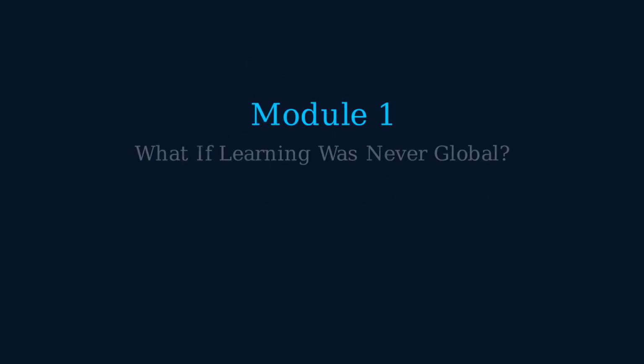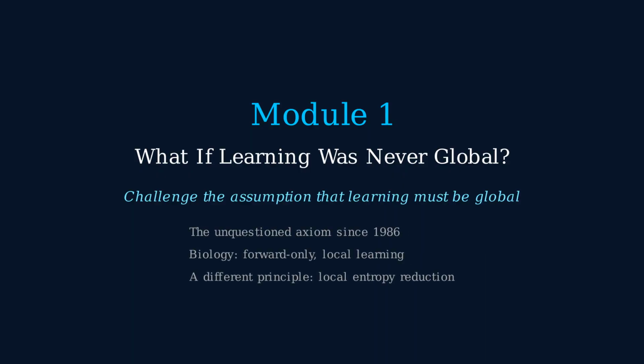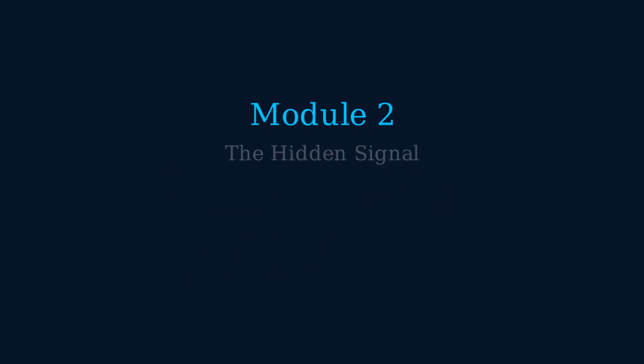Module 1. What if learning was never global? This module challenges the foundational assumption that learning must be global and introduces the paradigm of local entropy reduction. We examine the unquestioned axiom that has guided AI since 1986, that neurons need global feedback to learn. We look at what biology has always known about forward-only, local learning, and we introduce a different principle, each unit reducing its own uncertainty.